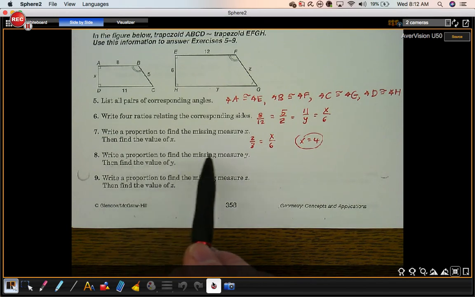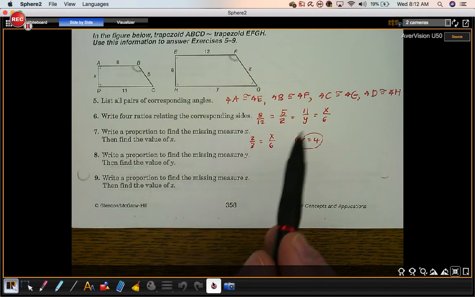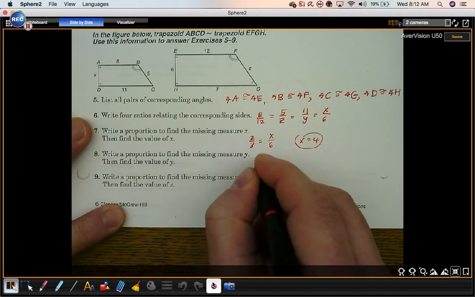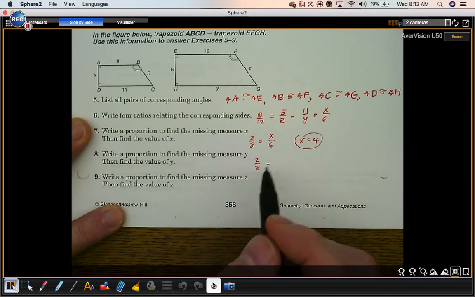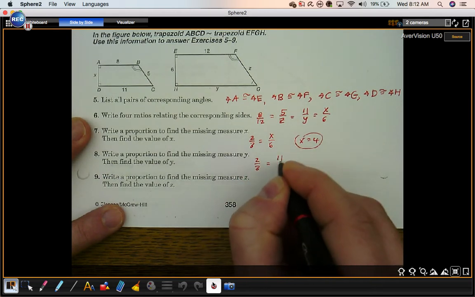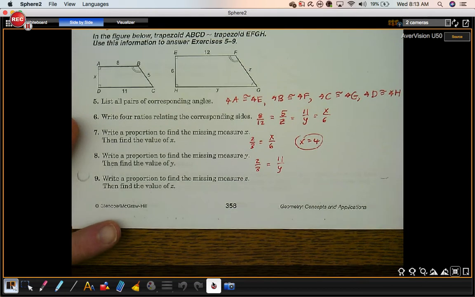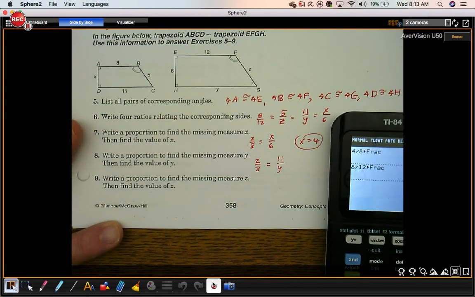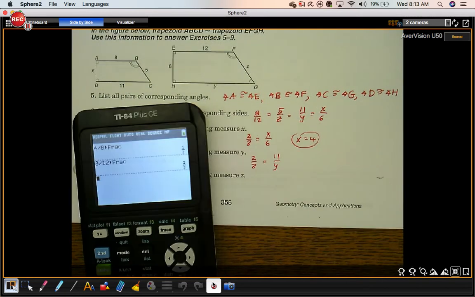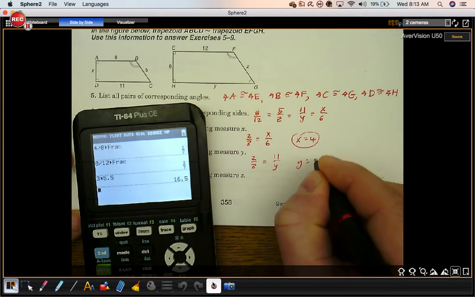Write a proportion to find the missing measure for Y. So I know my scale factor or similarity ratio is 2/3, so I'm using it again. That's the same thing as 11 to Y. Now I can do the same strategy here. I know that 2 times 5.5 gives me 11. 3 times 5.5 I probably don't know, but I can figure it out. 3 times 5.5 gives you 16.5.